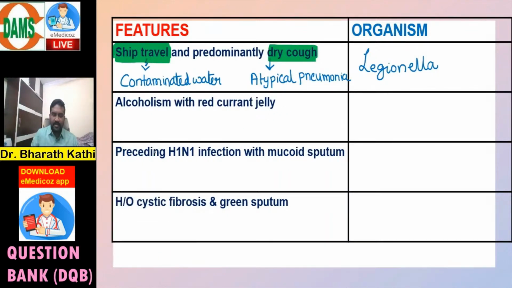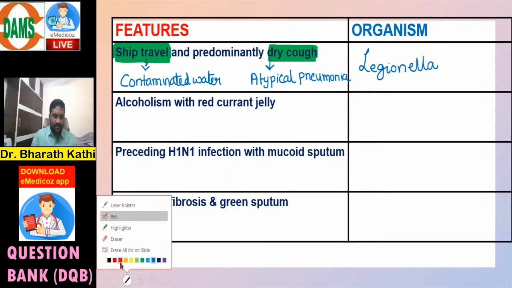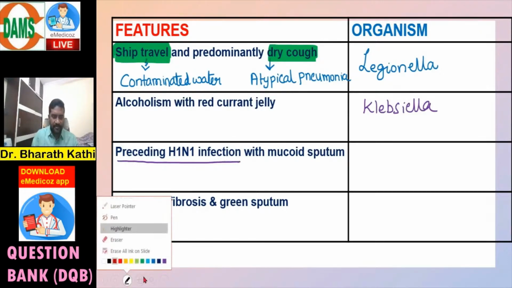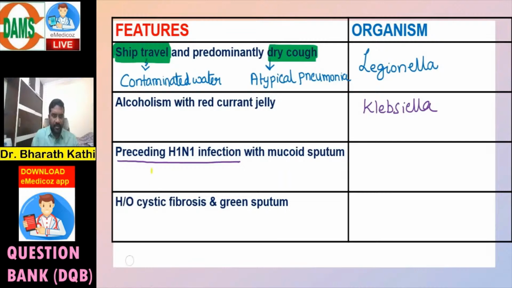Alcoholism plus red currant jelly sputum, I have already discussed, the organism will be Klebsiella. Preceding H1N1 infection: this patient might have recently recovered from H1N1. What is H1N1? Influenza, swine flu. So he has recovered from swine flu, or he has a history of H1N1 infection, with mucoid sputum. Most probably the answer here will be bacterial pneumonia.